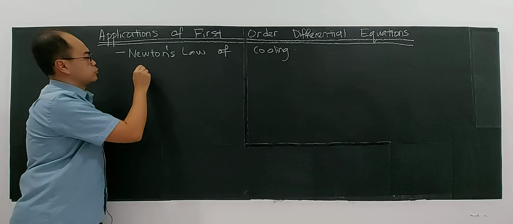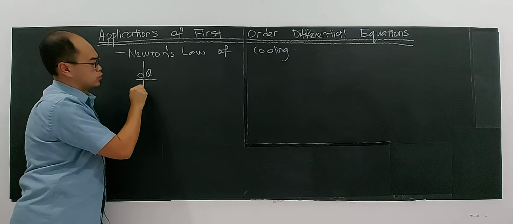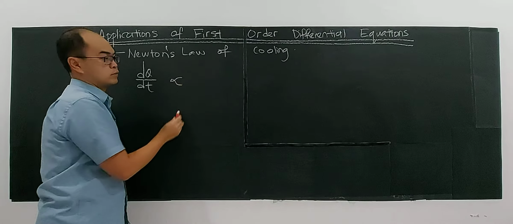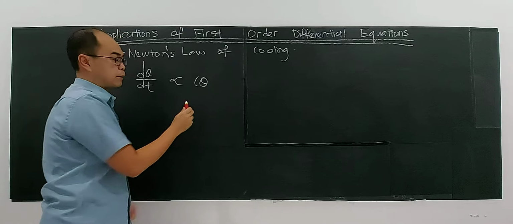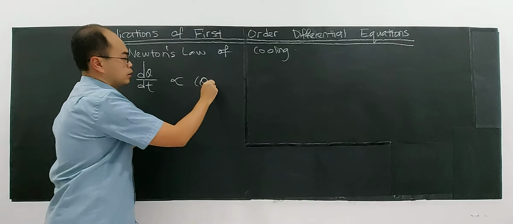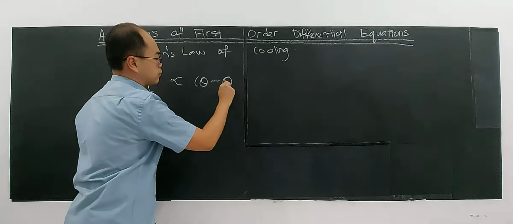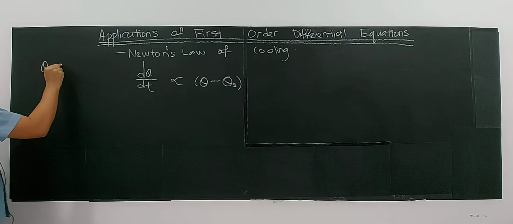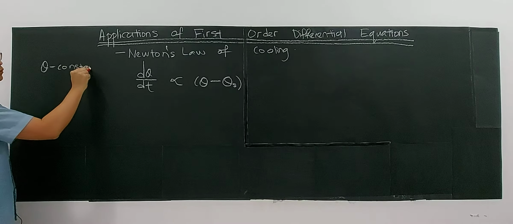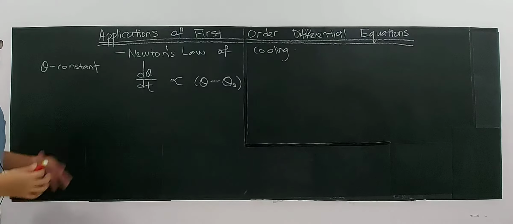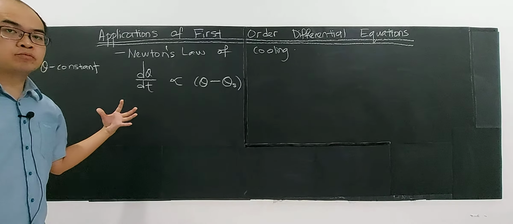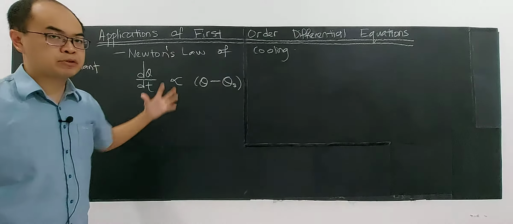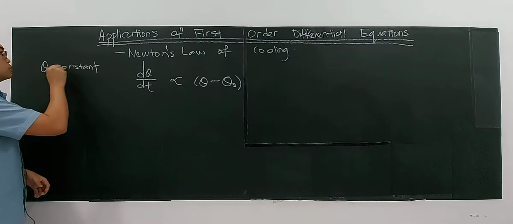Newton said that the rate of change of the temperature of an object is always directly proportional to the difference between the temperature of that object at that time and the surrounding temperature. Here theta s is a constant, the surrounding temperature, which will not change because the object is in a very big room, for example an air-conditioned room. So the surrounding temperature is constant.